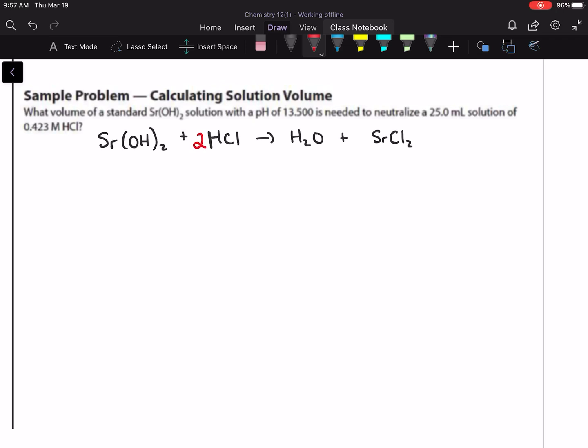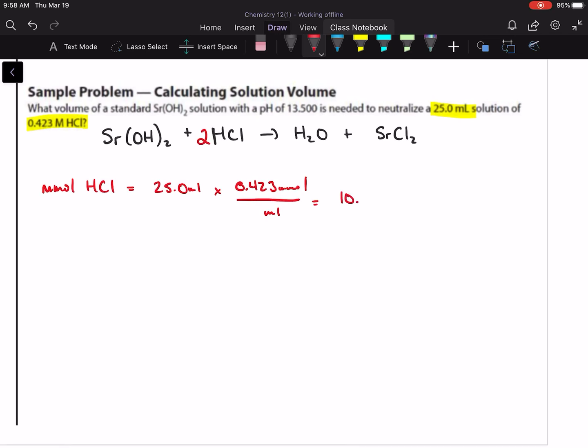Okay, so first I'm going to calculate the number of moles, or millimoles, of hydrochloric acid, because that's what I'm given the concentration and the volume of. If I want to figure out the moles, I need to know the volume and the concentration. So my millimoles of hydrochloric acid is going to equal 25.0 mL times 0.423 millimoles per milliliter. And again, I'm just using that so I'm not having to convert from milliliters to liters and back a bunch of times when solving.